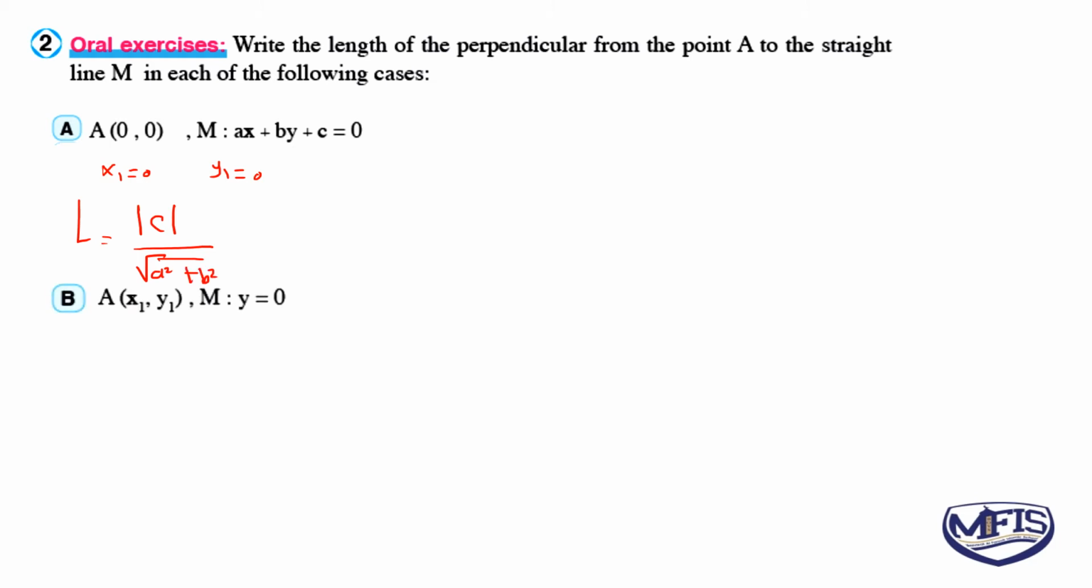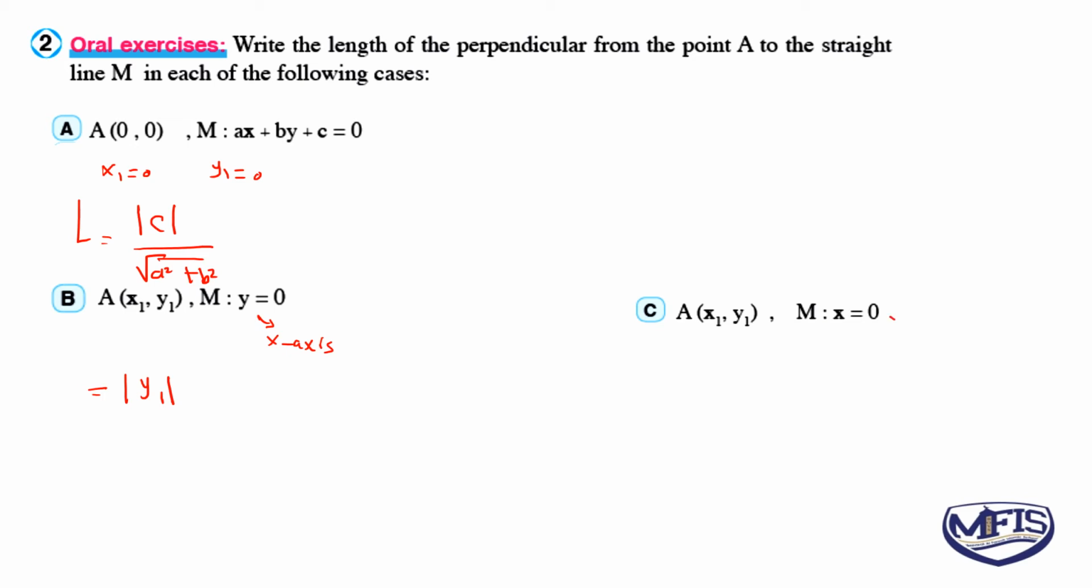Second one, we have A (x1, y1), and the equation of the straight line y equals 0. So y equals 0 represents the equation of the x-axis. So the distance from the point to the x-axis will be the absolute value of y1. The third case, we have A (x1, y1), and we have the equation x equals 0.